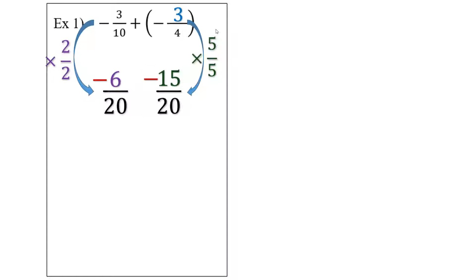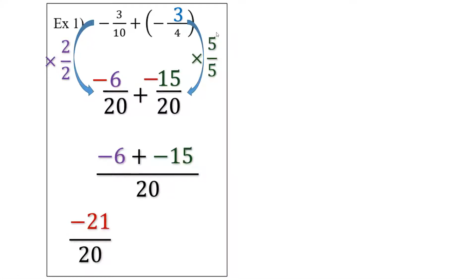And these are negatives, 7th grade level problems. So we have to remember to bring our signs down. Both are negative, so we're going to add them together. -6 plus -15 would be -21. And we change that to a mixed number, -1 and 1/20.